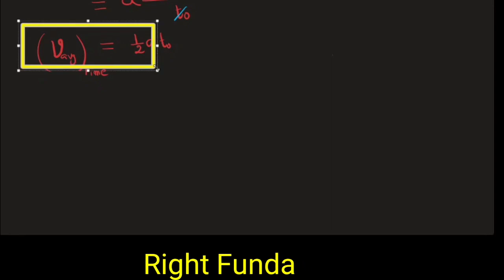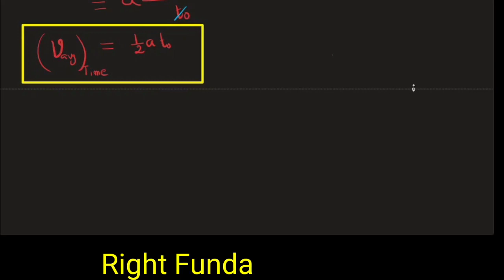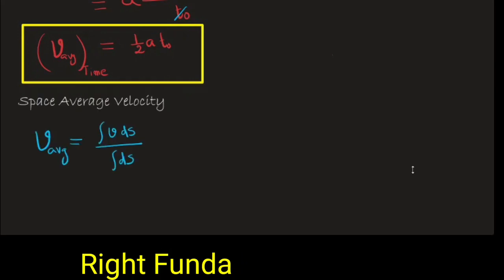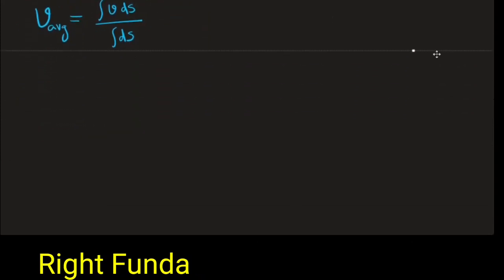So this is my time average velocity. Now I have to calculate the space average velocity. So how to calculate space average velocity? Same thing, we'll do the integration of v ds. We will not put dt, we will be putting ds, integrated over s.